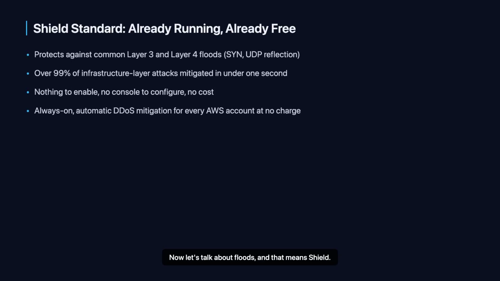Now let's talk about floods, and that means Shield. The good news is that the baseline is already handled for you. Shield Standard is always on, automatic, and free for every single Amazon Web Services account. It protects against the common Layer 3 and Layer 4 floods, SYN floods, UDP reflection attacks, that whole family. Amazon Web Services says over 99% of these infrastructure layer attacks are mitigated automatically in under 1 second, right at the edge. And here's the part people forget on the exam.